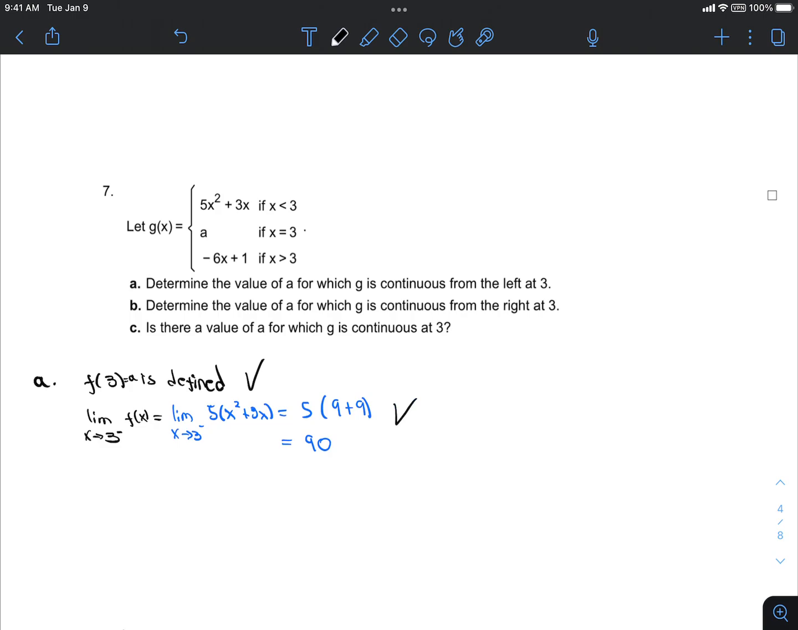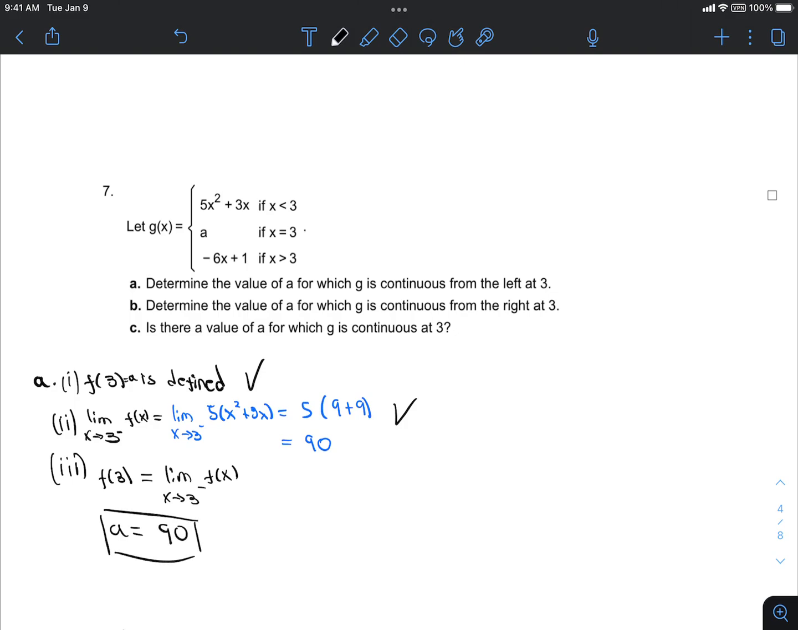So that is good. And now the third condition would be that both of these values are equal. f of 3 needs to be equal to the limit from the left. So that means A needs to be 90.